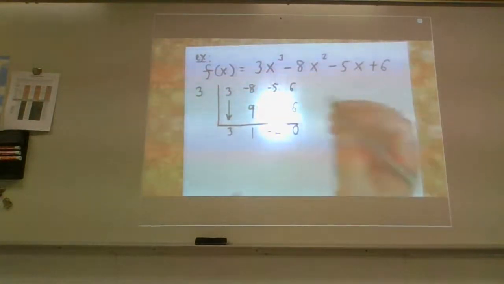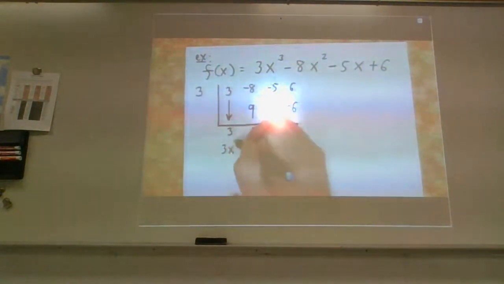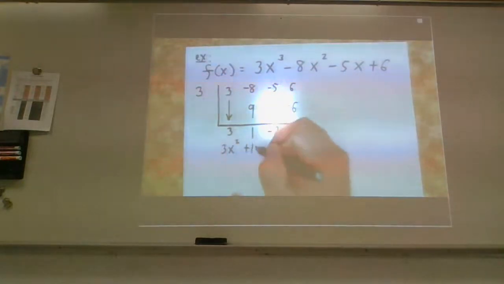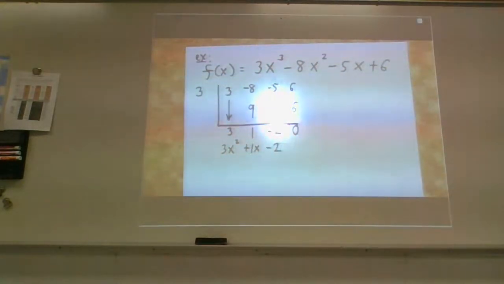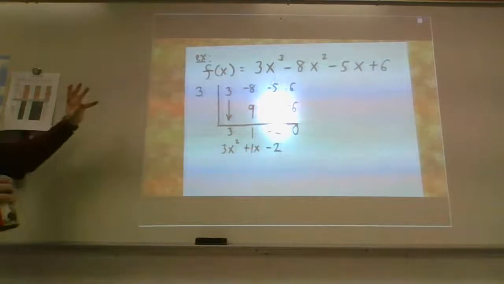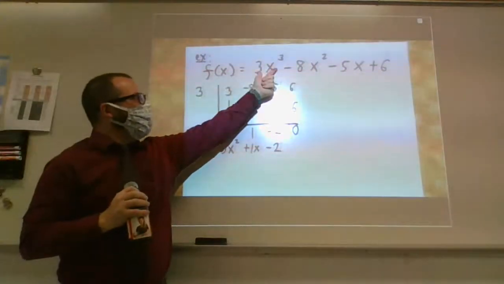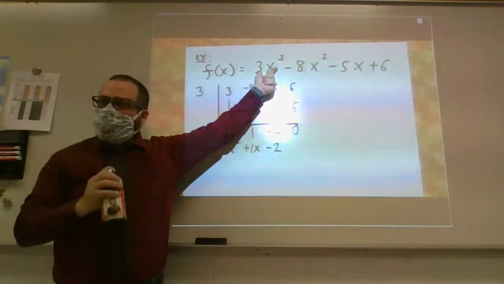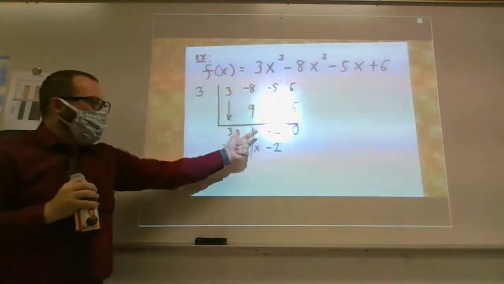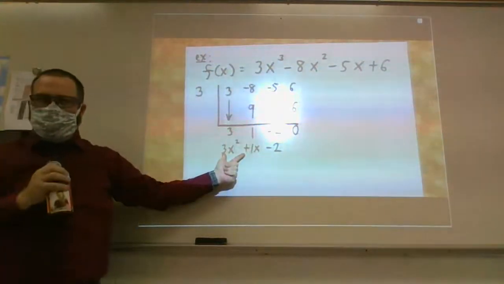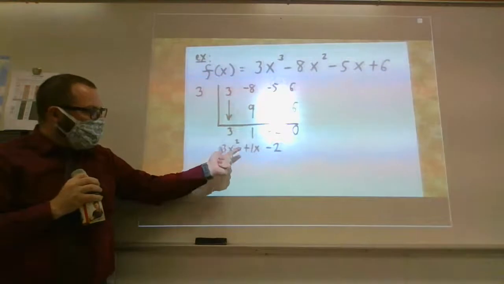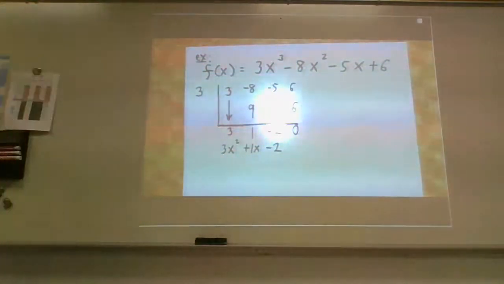What results is the equation 3x squared plus 1x minus 2. Now, again, at this point, you have options. You took this cubic, you divided it by a factor, and you've reduced it to a quadratic. Once you get to the quadratic, you have options. You can try to factor it. You can try to do the quad formula.